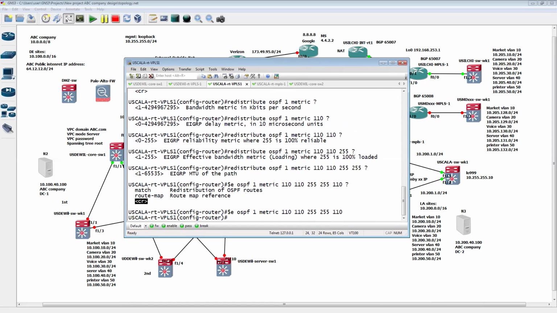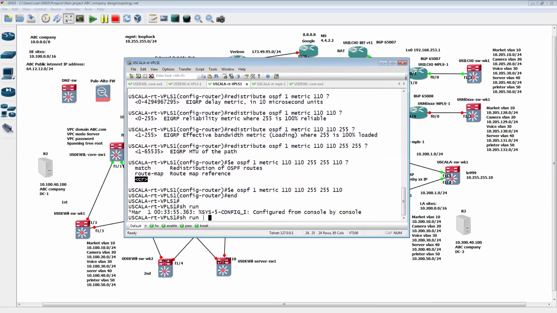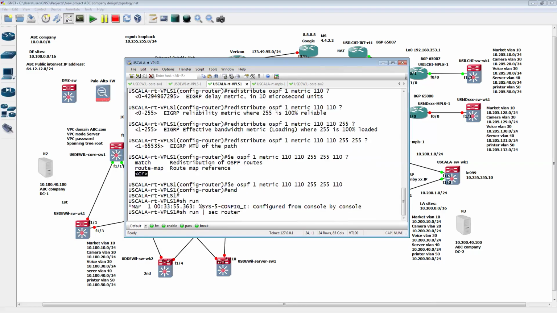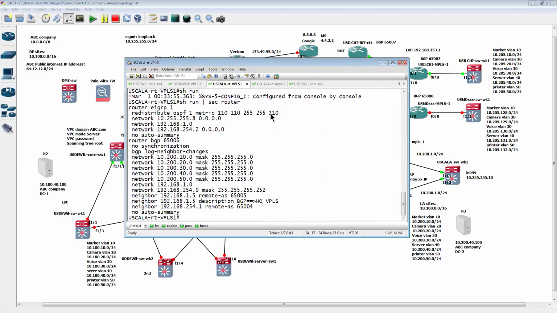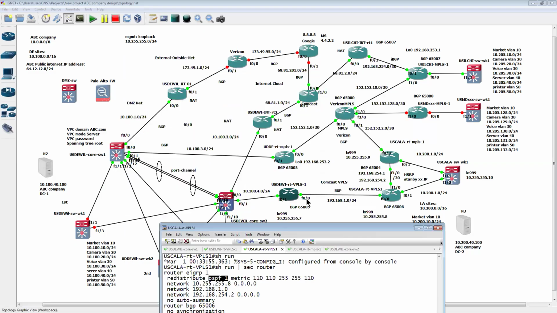All right, so now if we go back to here, show run again, section router. Let's see what kind of configuration we have. Okay, we're not worried about BGP now. This is EIGRP now. So we're going to redistribute everything from the OSPF one, and then set the metric here, right? But I don't think it matters, because we have only a single path in here.